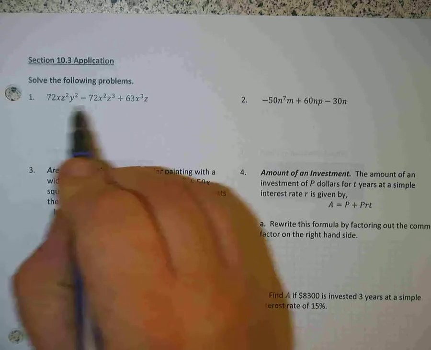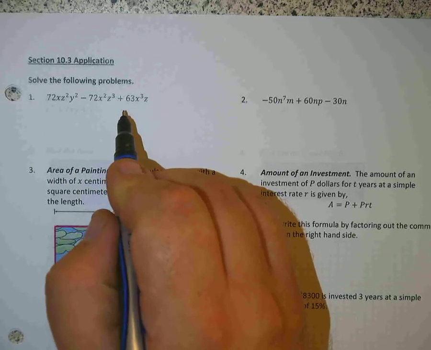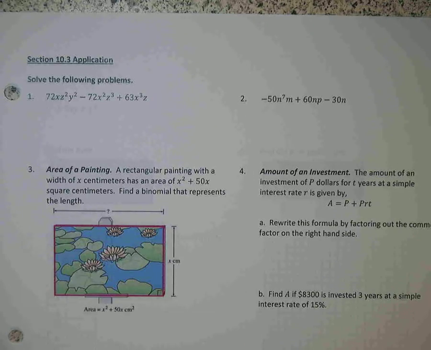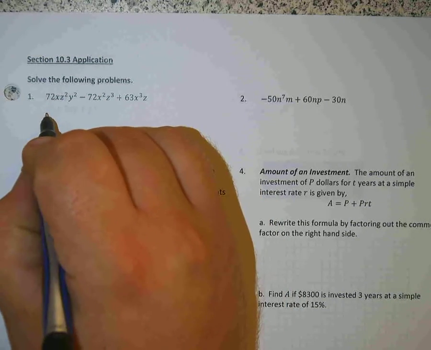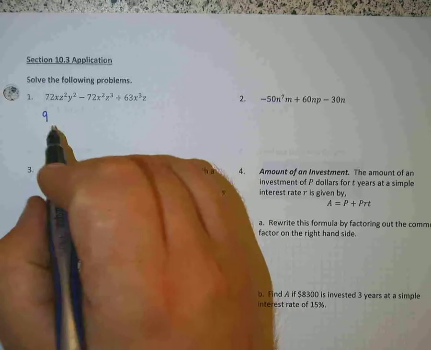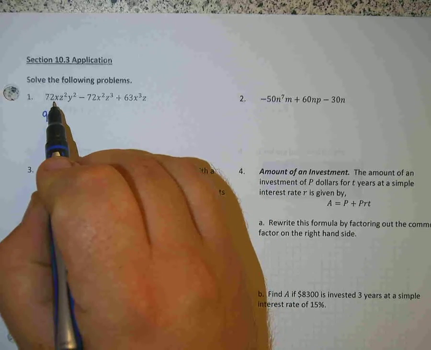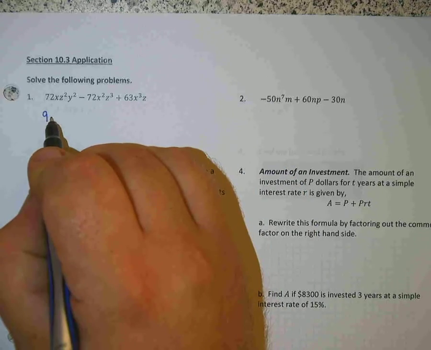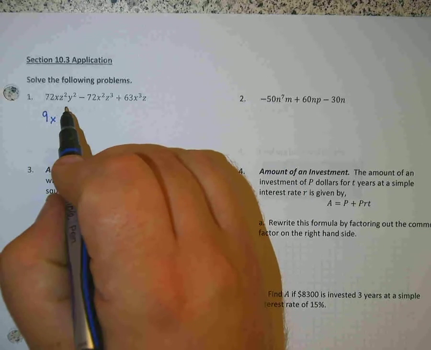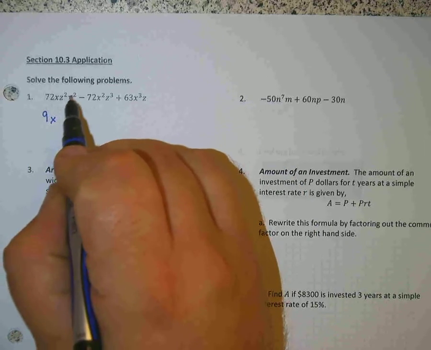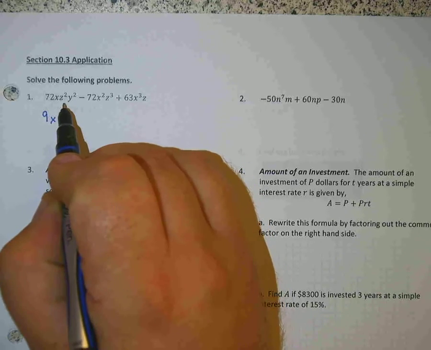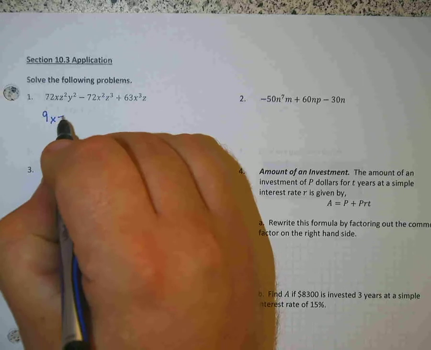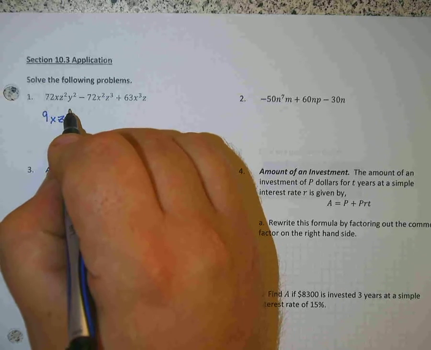I noticed that I have 72, 72, and 63. Those are all multiples of 9, so I think I'm going to pull a 9 out. And then let's look at my variables. I have at least 1x in every one of them, so I can pull 1x out. I only have a y in this one, so I won't pull any y's out.